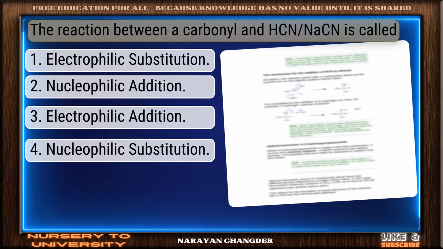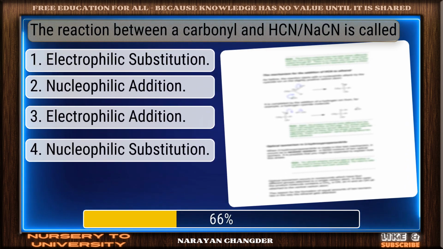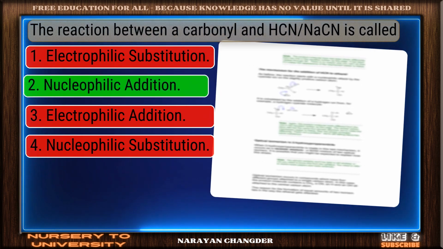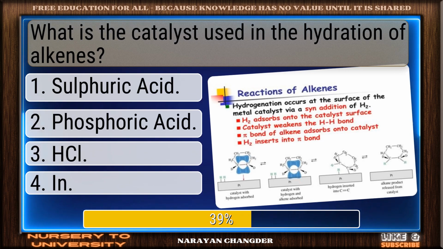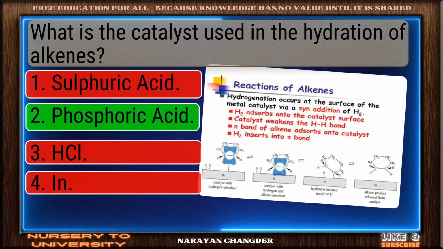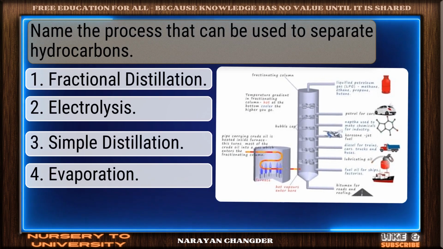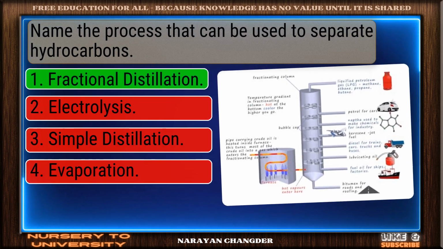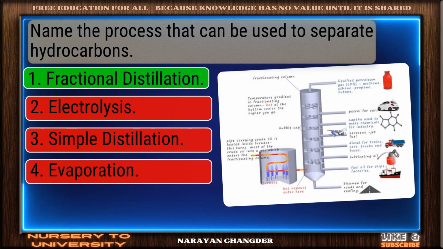The reaction between a carbonyl and HCN is called? Excellent. Nucleophilic addition is a brilliant choice. What is the catalyst used in the hydration of alkenes? Well reasoned. Phosphoric acid is the correct choice. Name the process that can be used to separate hydrocarbons. Correct response. Fractional distillation is the most accurate answer.